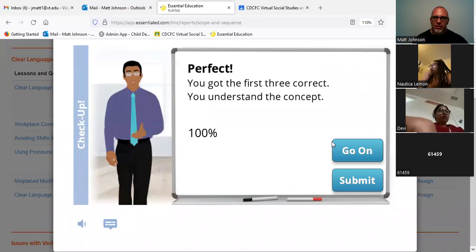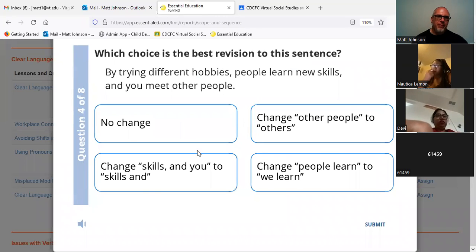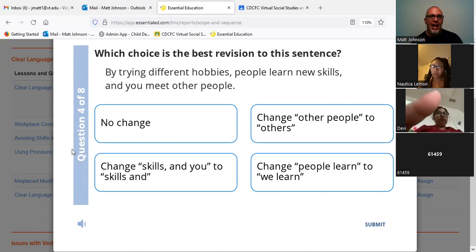And you're doing very well. Yeah, we're doing well, but we're going to keep going. All right. Which choice is the best revision for the sentence? So by trying different hobbies, people learn skills and you meet other people. So we're shifting from, go ahead. C, change skills and you to just skills and. Yeah. So changing skills and you to just skills.